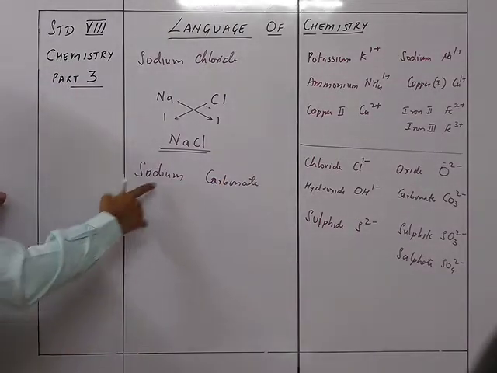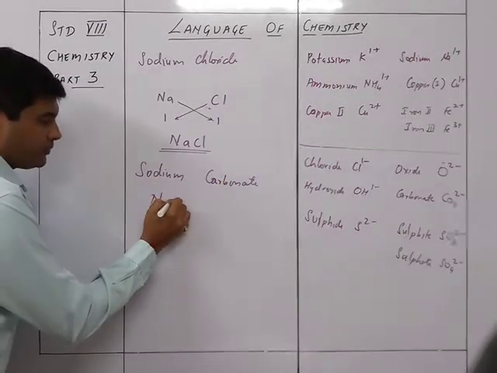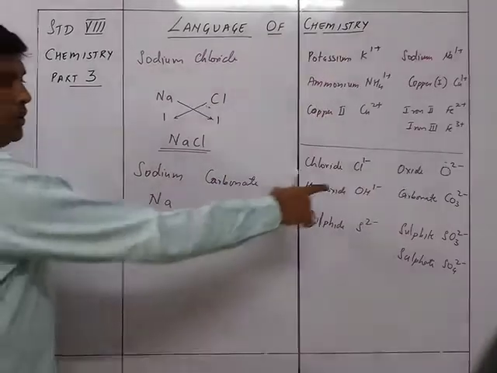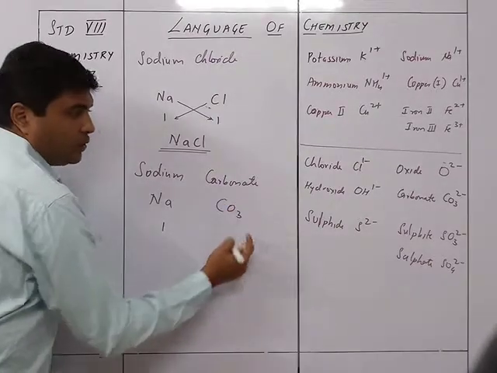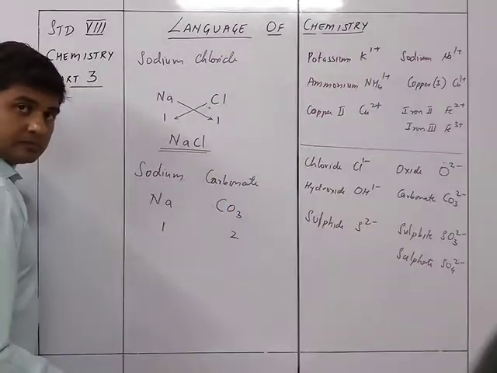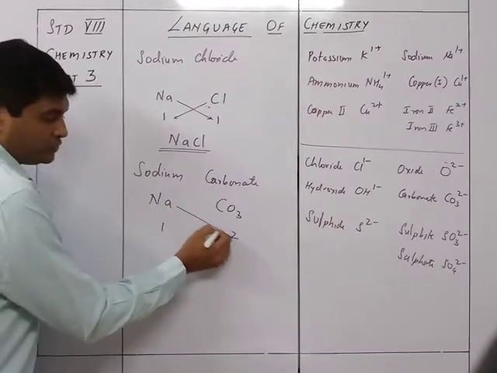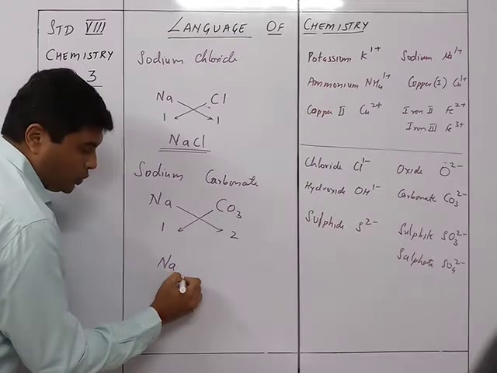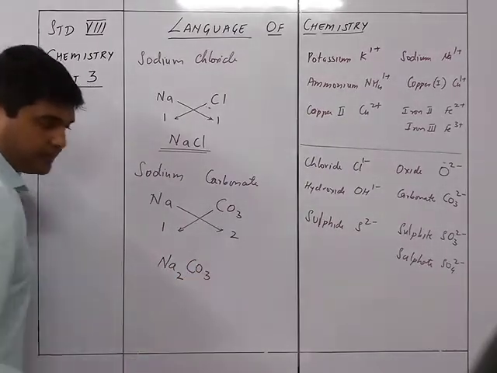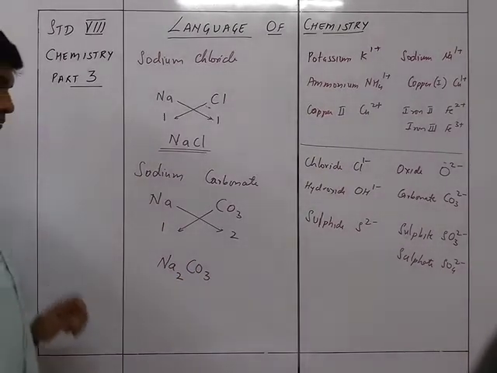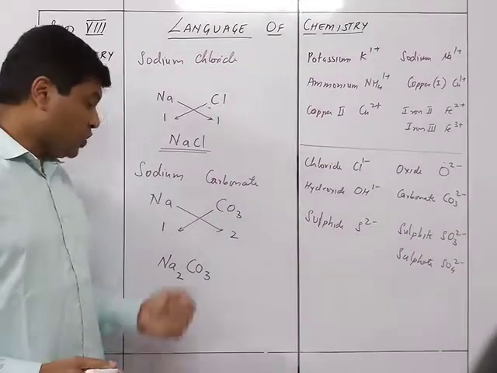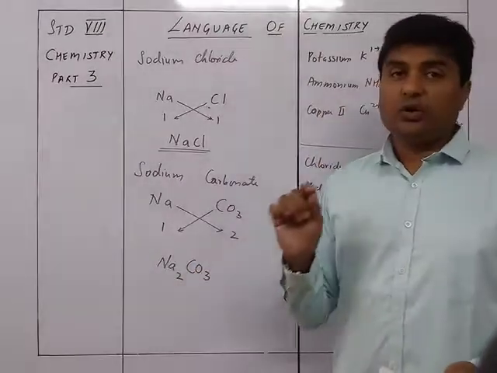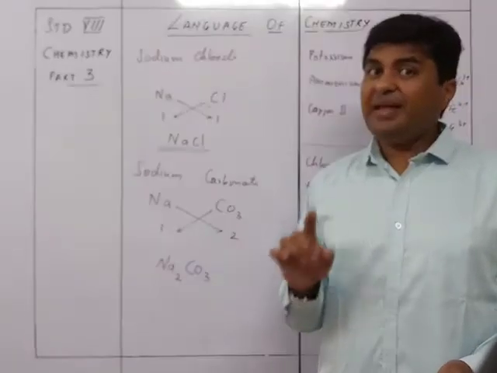Sodium, what is it? It's Na. What is the valency? It's 1. What is carbonate? It's CO3. What is the valency? It's 2. So you cross multiply. You get over here Na2CO3. Understood? So sodium carbonate will be Na2CO3. It will not be NaCO3.